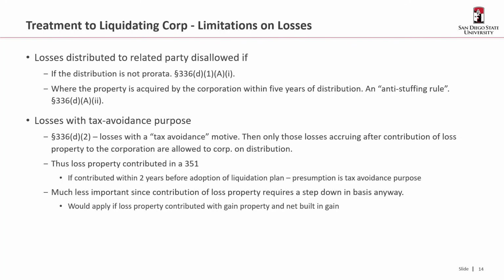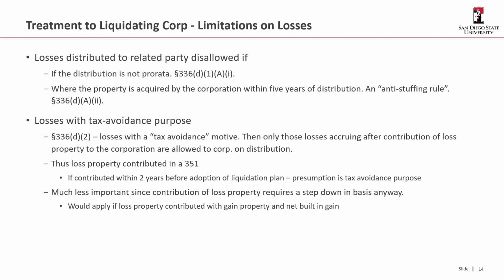So losses distributed to a related party are disallowed if the distribution is not pro rata. We talked about that. And then this idea of the anti-stuffing rule, which is basically where the property is acquired by the corporation and then they liquidate in order to try to capture a loss that they wouldn't have been able to otherwise. So that's just an anti-abuse rule.